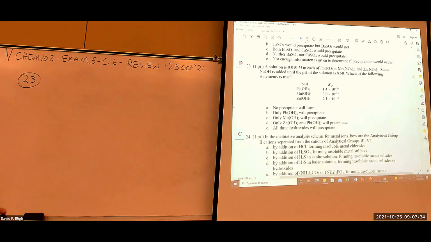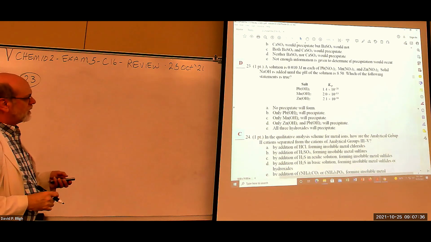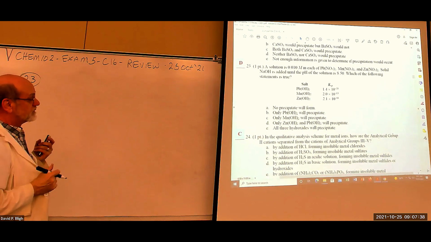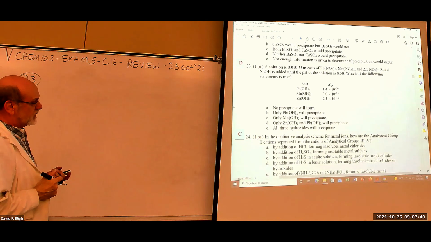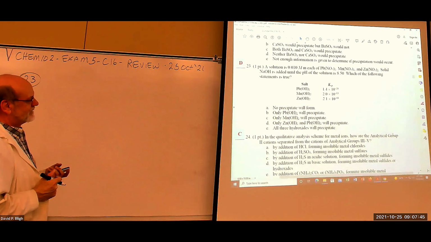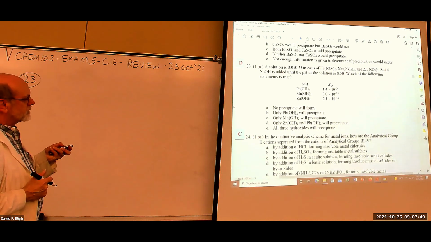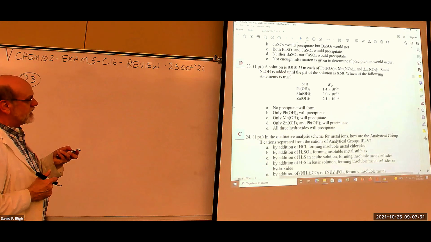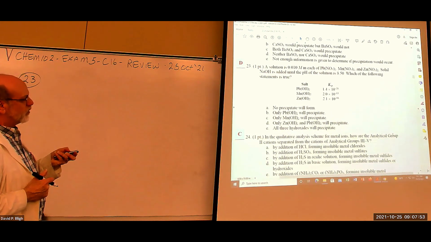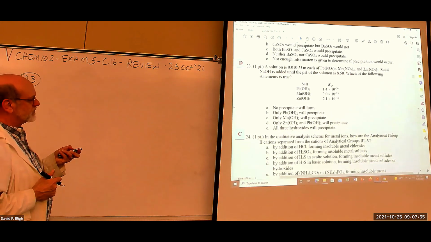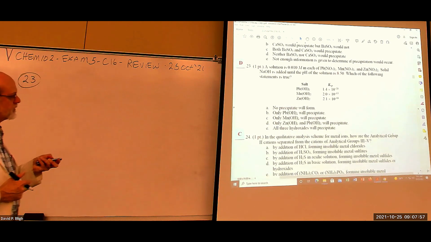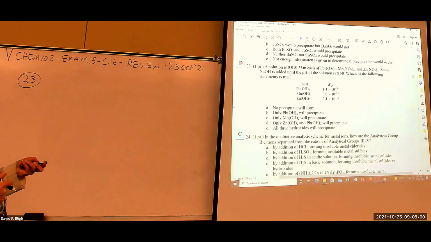A solution of 0.01 molar of lead nitrate, manganese nitrate, zinc nitrate. Oh, each, 0.01 molar each. Solid sodium hydroxide is added until the pH of the solution is 8.5. Which of the following statements is true? Note with the table form, only this one. Okay.